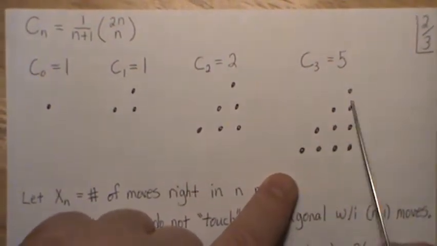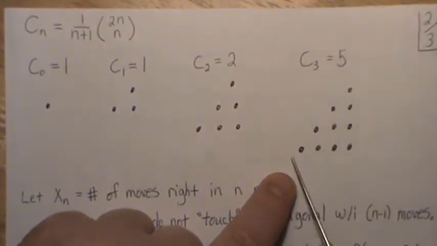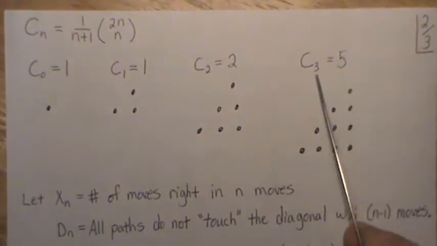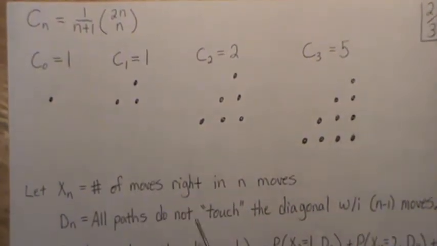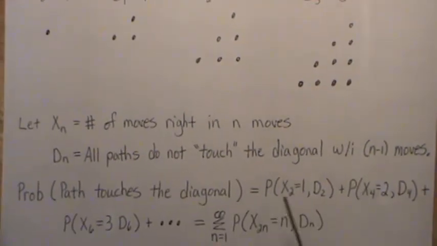Here there's 5. 1, 2, 3, 4, 5. And that's what these Catalan numbers represent. And we're going to make use of these in this proof to illustrate what's going on.